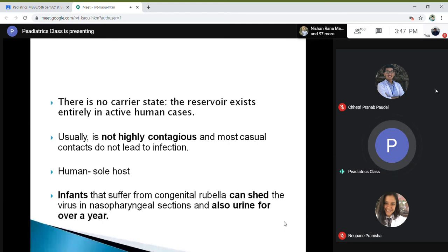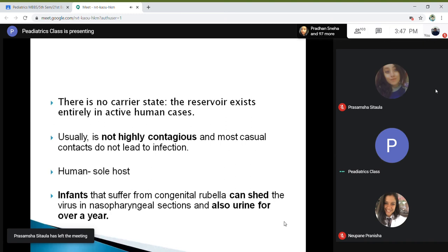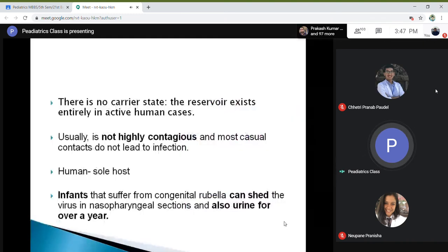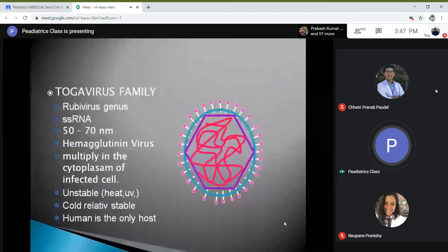Suppose a baby gets infected, an infant. They may shed the virus in nasopharyngeal secretions and also in urine for over a year. A baby with congenital rubella syndrome can shed the virus in urine for over a year. This is another epidemiologic significance, so be careful when you come into contact with the baby.